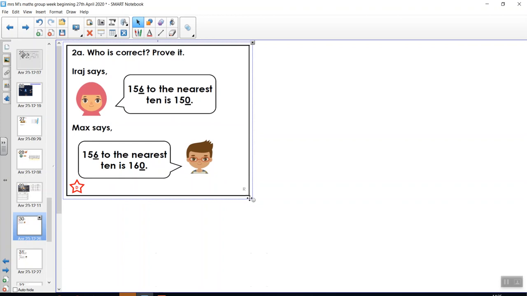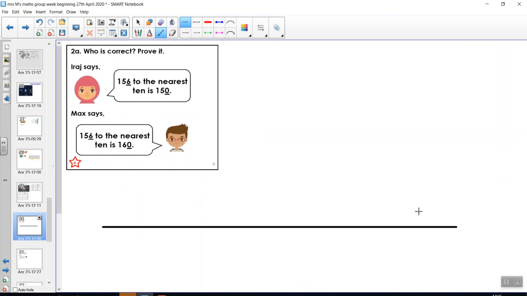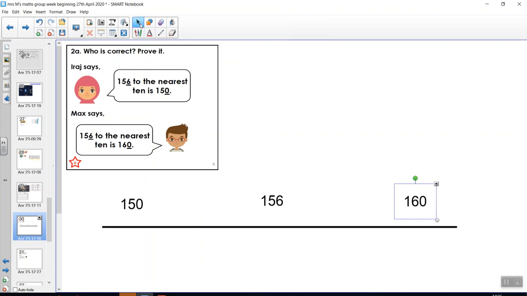Okay, so we can use a number line to help with this. Here's my number line. And we need 156 on the number line. 156. And then we need 150 on the number line. And we need 160 on the number line. So 156, is it closer to 160 or is it closer to 150?